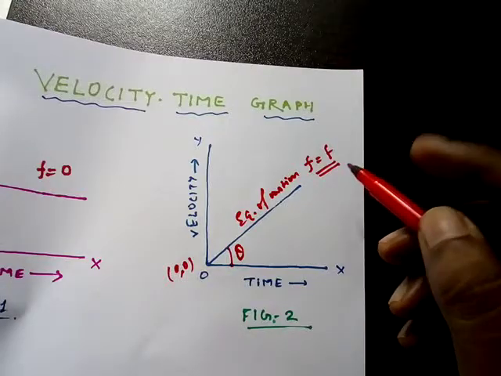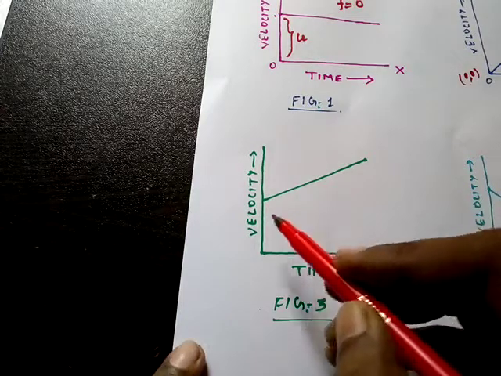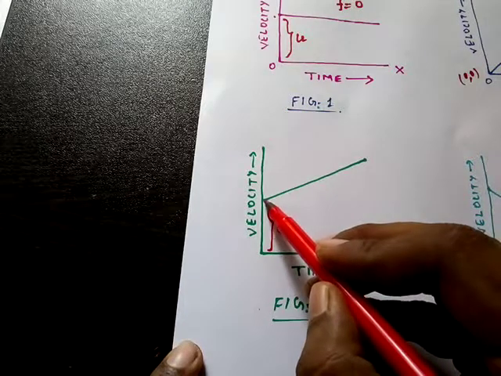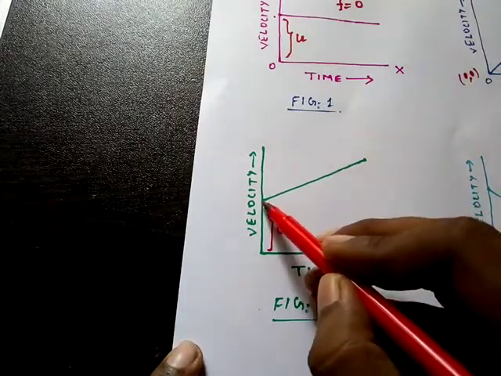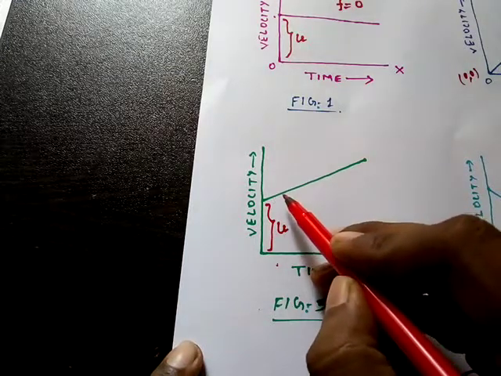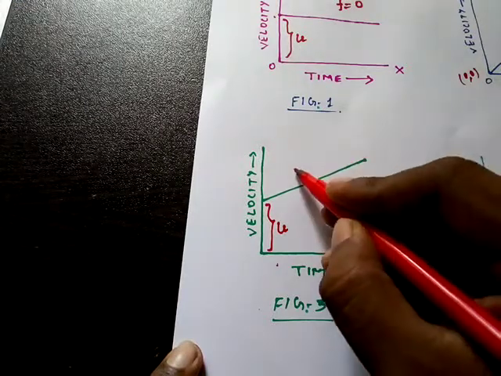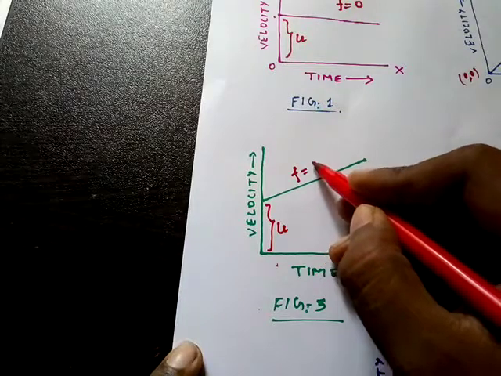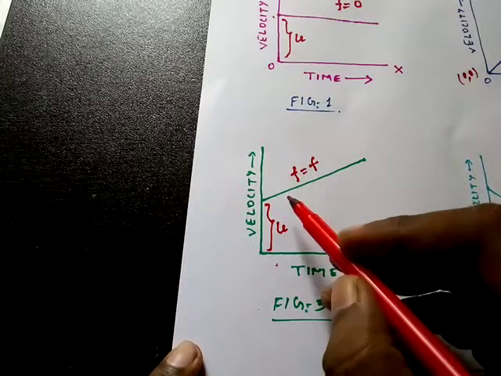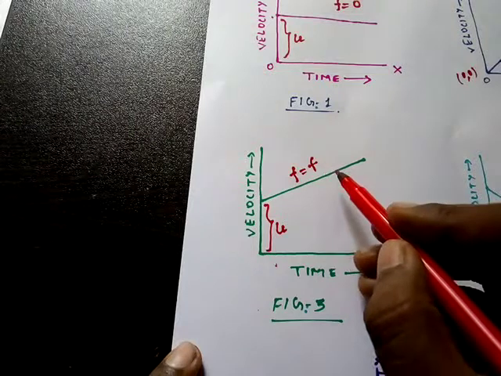Next, in this graph I'm watching that it has some initial velocity, let us suppose u. And the line again has a slope, it is starting from this point, not from the origin, and as it is oblique, we say that there is acceleration. Let us suppose the value of acceleration is f. So with time it has some initial velocity and it is moving with acceleration.